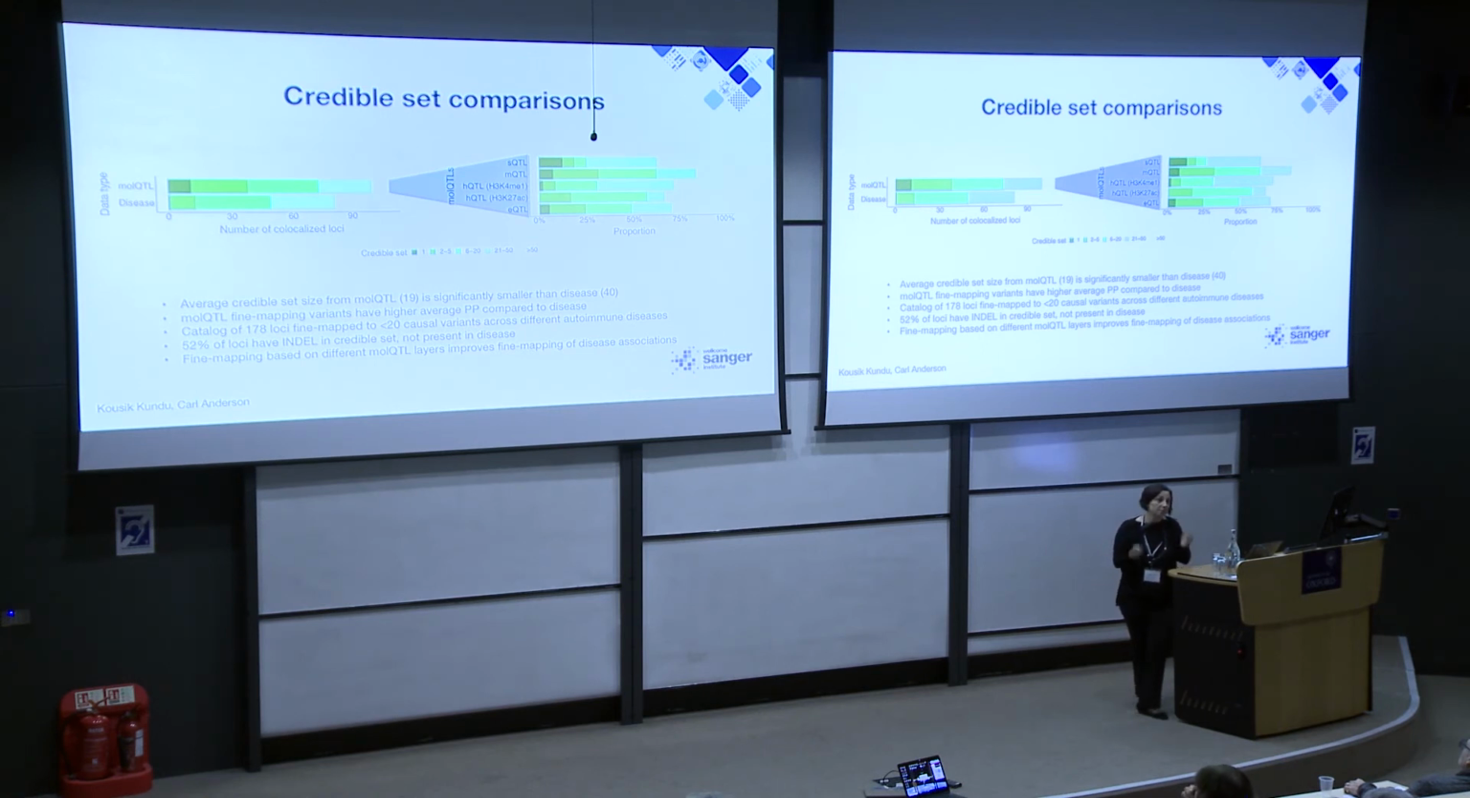And this is really an exemplar picture, but we see this happening over and over again. Molecular QTLs, given a similar density of association, fine-map a lot better than disease association. And indeed, in 50% of the cases, molecular QTLs show that the likely causal variant is an indel that was completely missed in the disease associations.